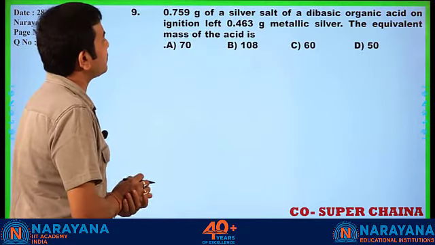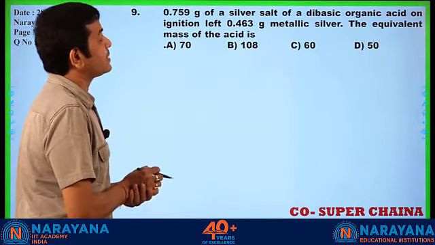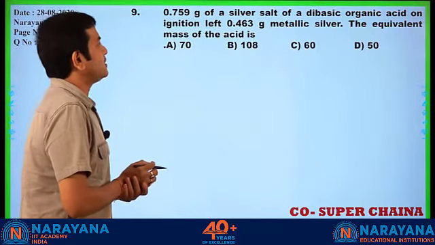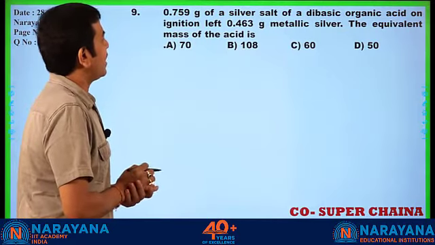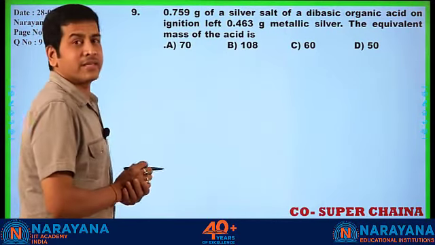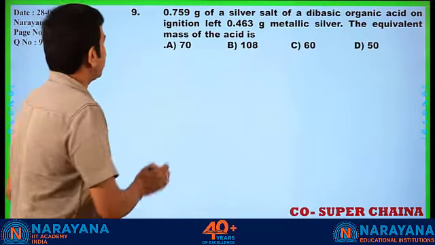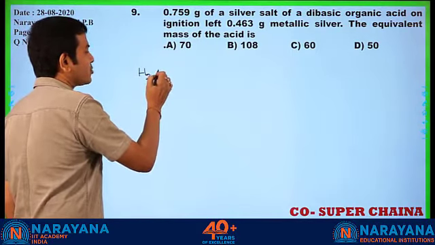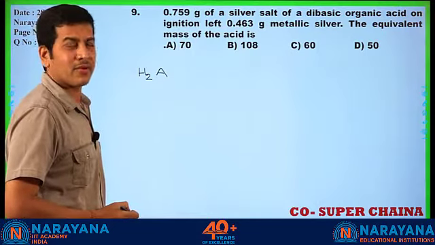0.758 grams of silver salt of a dibasic organic acid on ignition left 0.463 grams of metallic silver. The equivalent mass of the acid is? Silver salt method. A dibasic acid, that is H2A, dibasic acid. Okay.